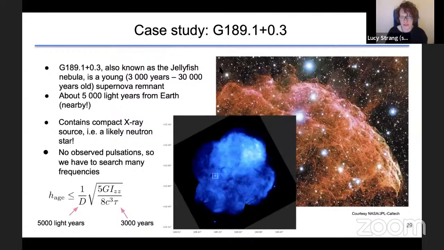And this τ, fans of the Greek alphabet will recognize that as tau. That tells us what the age is. So you can see that the younger and closer these things are, the better it is for our search. And when looking at this source, we found absolutely no continuous gravitational waves.